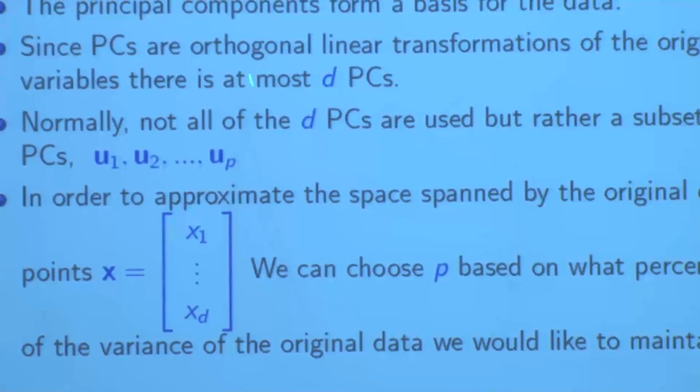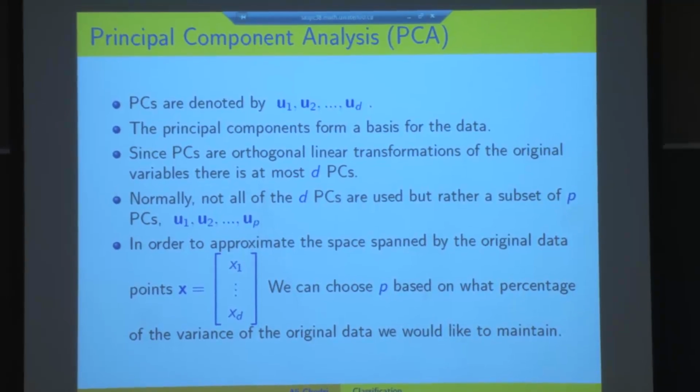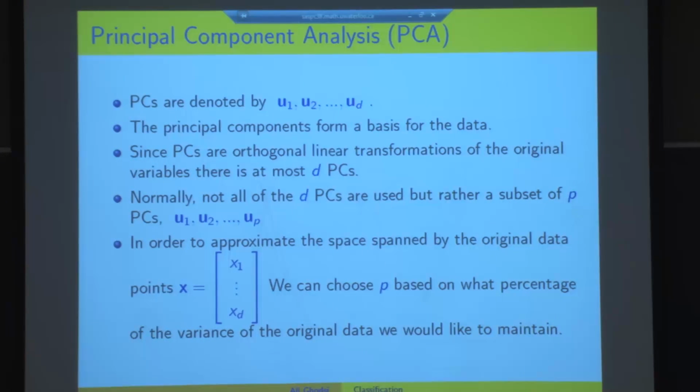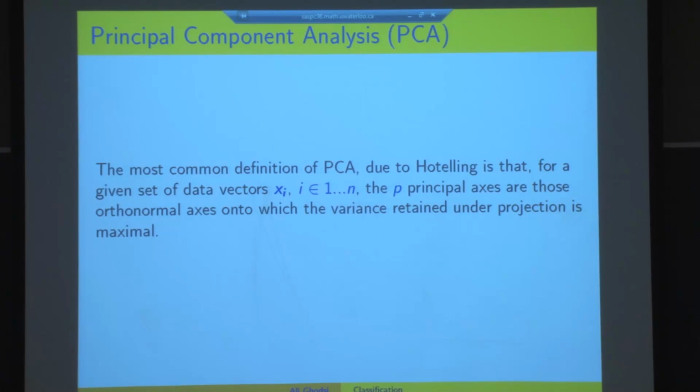And we're going to use P of them. We are going to ignore some of them. Here, for example, we can ignore U2 and project everything to U1. In general, I can pick the first P principal components, project my data onto them, and get rid of the rest. Okay? So as I said, the first principal component has the maximum variation, and the second principal component has the second maximum variation of the data.